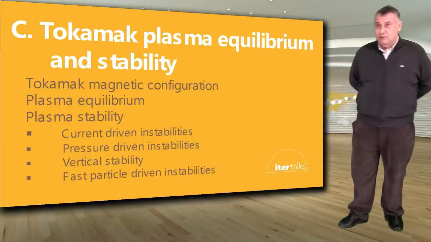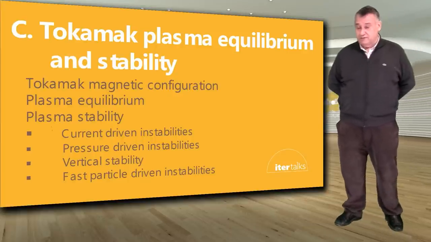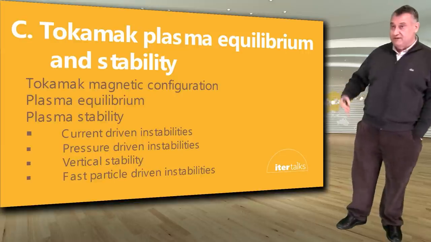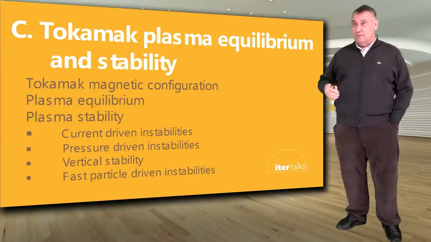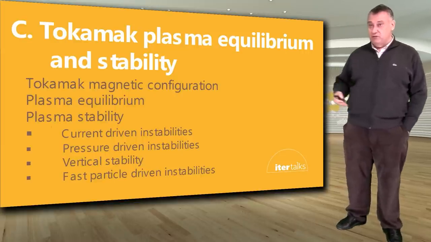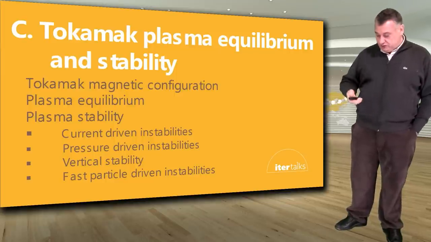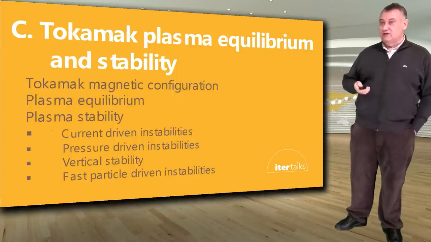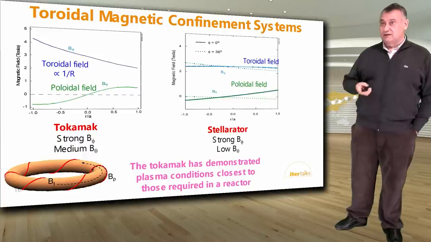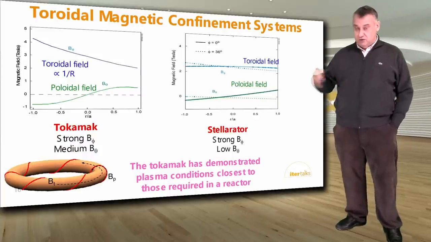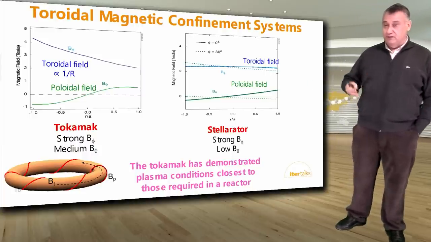Now that we have explained the basic concepts of magnetic confinement, we go to the specificities of a tokamak. A tokamak is a specific magnetic configuration, and because of this it has its own specific features. So the tokamak is not the only configuration that there is. There are several magnetic configurations. I show here the ones that have shown better results for fusion power production.